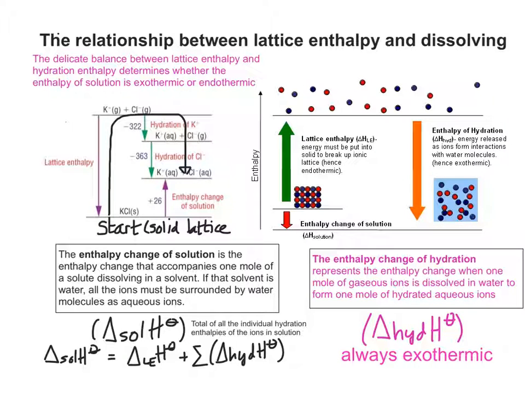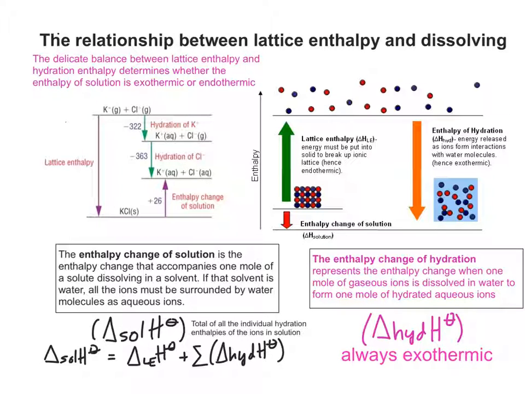If you were going to work this out using the Born-Haber cycle, you'd start where you have the solid lattice, and you'd work your way round as indicated using the indirect route, where you can see the dissolved ions. The enthalpy change of solution is difficult, if not impossible, to measure directly. So we use the lattice enthalpy data and hydration enthalpy data to work it out indirectly. Again, what we're doing is using Hess's law.